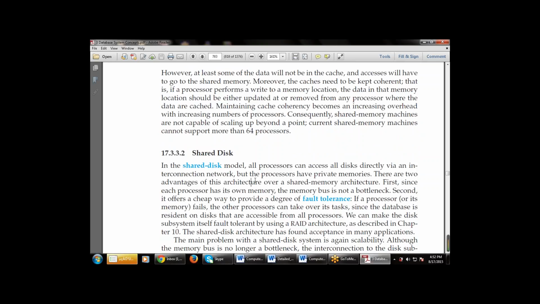But the processors have private memory. So there are different memories that are used by the different processors. They have different memory available in the database access. And there are two advantages available over shared memory.